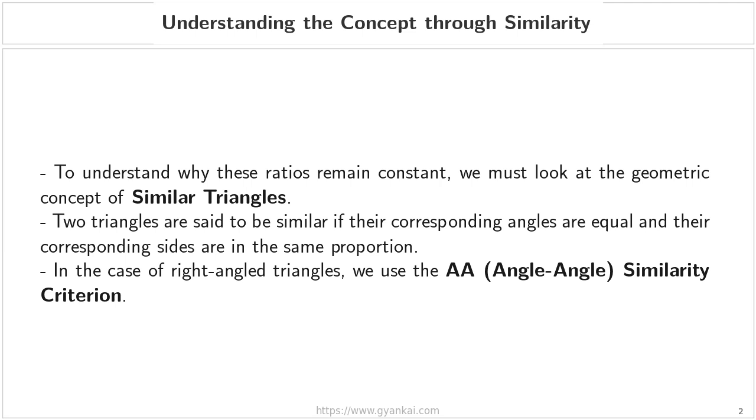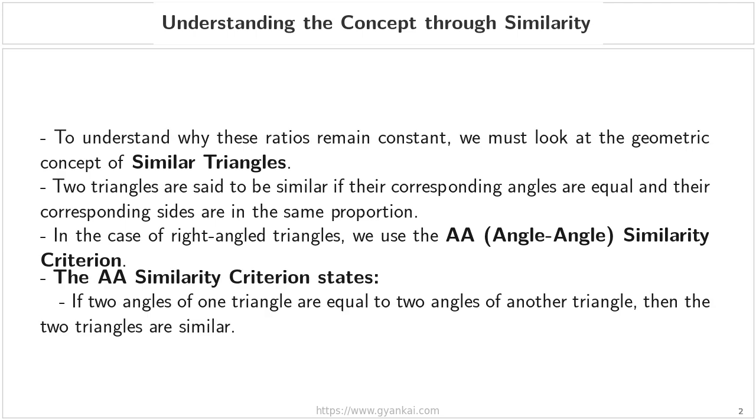Instead, we use a shortcut known as the AA similarity criterion, which stands for angle-angle. The AA similarity criterion states that if you can prove that just two angles of one triangle are equal to two angles of another triangle, then you have enough evidence to conclude that the two triangles are similar. This is a powerful tool, and as we are about to see in the next few slides, it is the key to proving that our trigonometric ratios never change, no matter how large or small the triangle becomes.